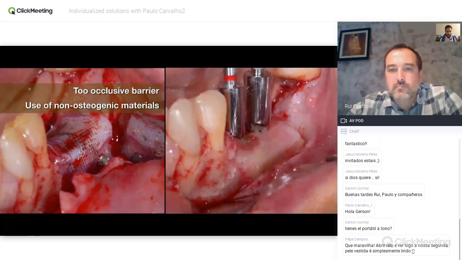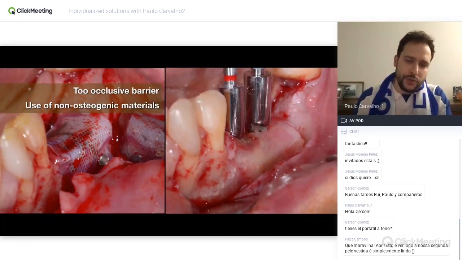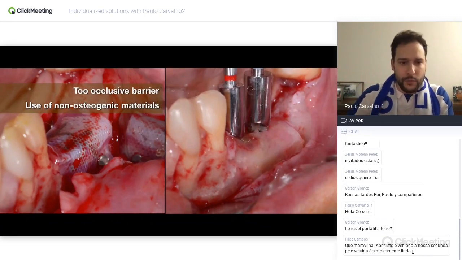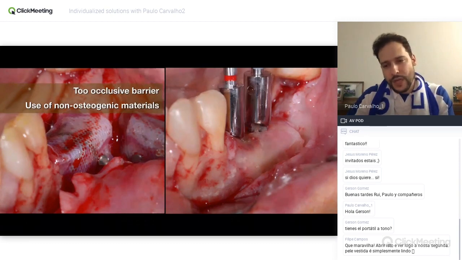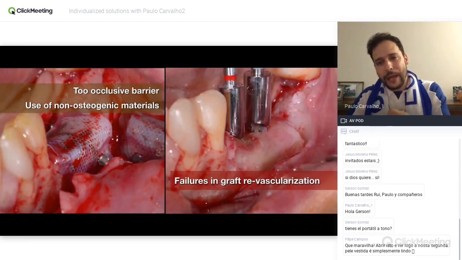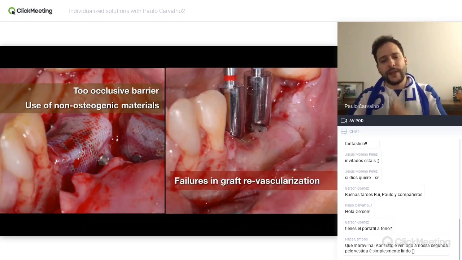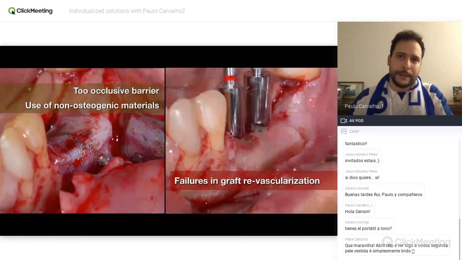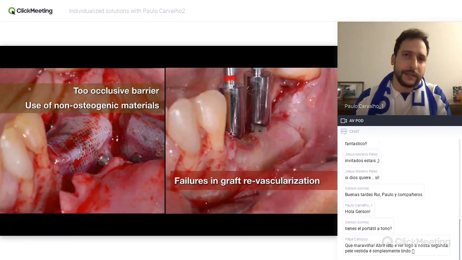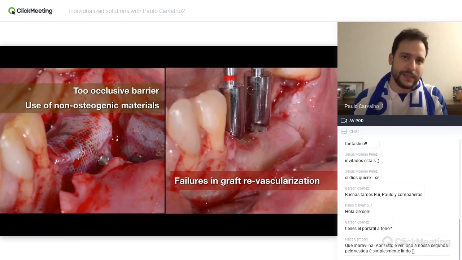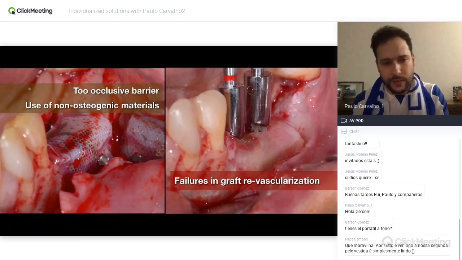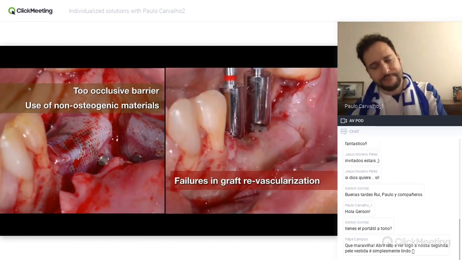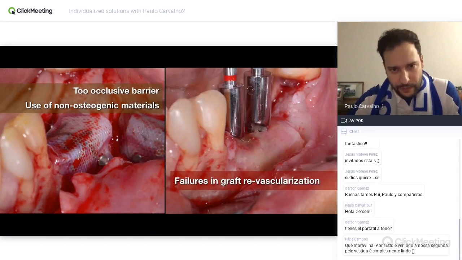They are too closed. And so when we use this type of membranes and mix the graft material with non-osteogenic materials, a lot of times in my re-entries of my grafts, I see some failures in the graft revascularization because of the occlusive aspect of the barrier, because it doesn't allow the periosteum to be in contact with the graft material very soon. And also the use of non-osteogenic materials doesn't seem to me to allow a good revascularization of the graft material.